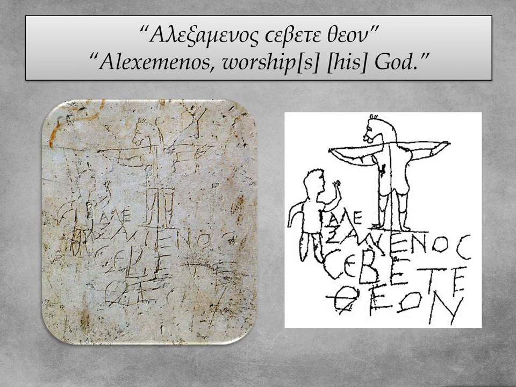Here we have that earliest image of Jesus on the cross, that piece of graffiti that reads, Alexamenos worships his God. And you can see it here, the figure of the donkey-headed person on a cross. Here we have Alexamenos worships his God. And here we have the figure here.